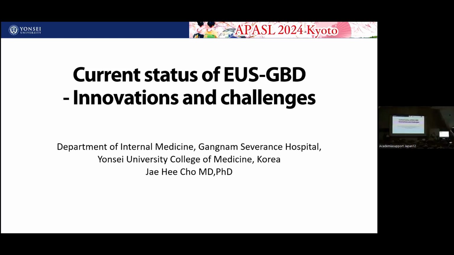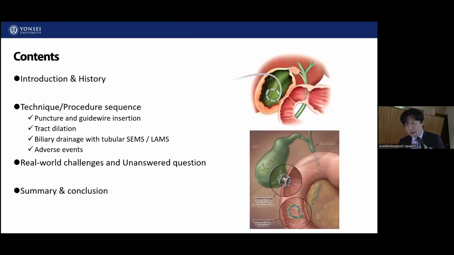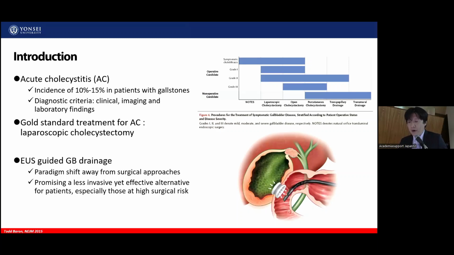Jae, please. Thank you for the introduction, and it's my great honor to present my topic, current status of EUS-GBD. No COI. I covered these contents: history, technical procedure sequence, and real-world change and unanswered questions. As you know, cholecystitis is a common gallstone disease with high incidence rate, and laparoscopic cholecystectomy is the gold standard treatment for acute cholecystitis, depending on the diagnostic criteria, including clinical, imaging, and laboratory findings. EUS-guided GB drainage makes a paradigm shift away from the surgical approach to a minimal endoscopic approach. It is a promising, less invasive, yet effective alternative for patients, especially those at high surgical risk.